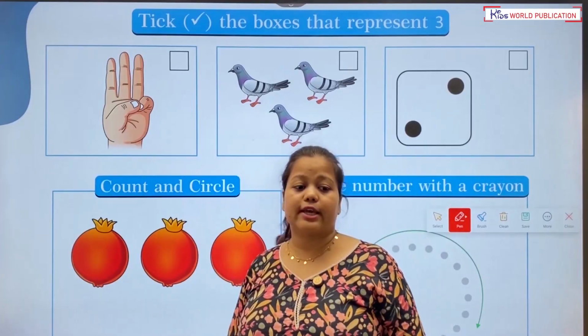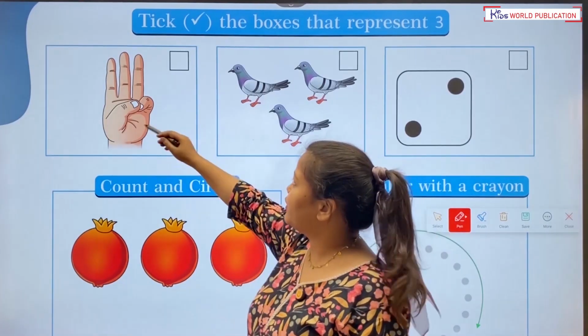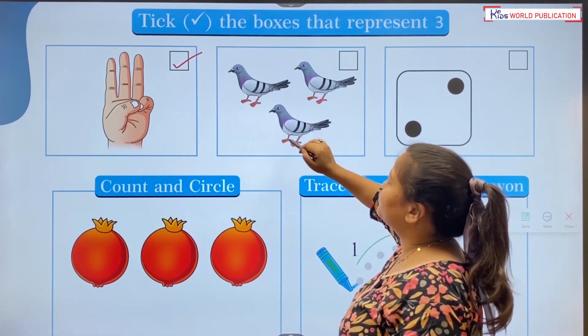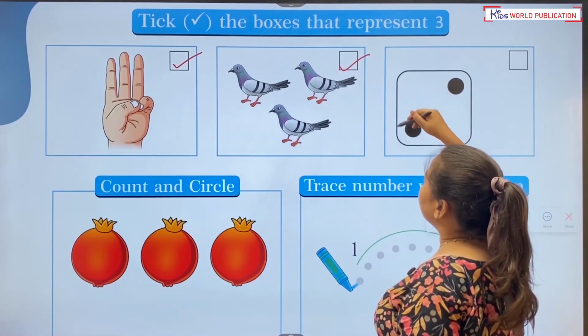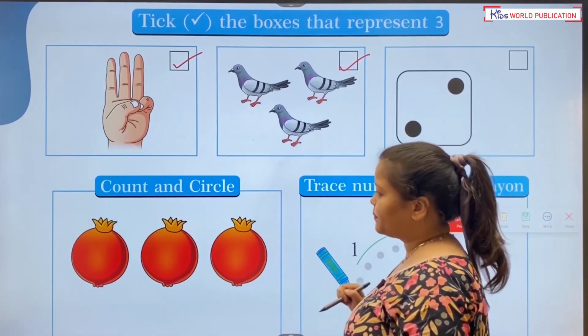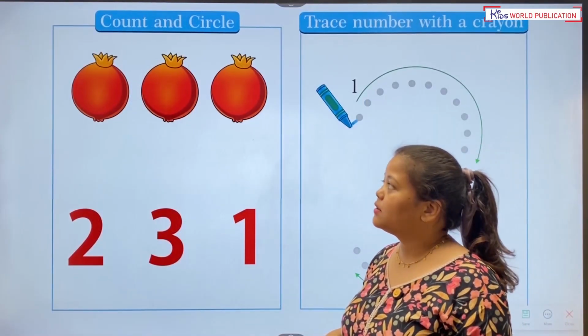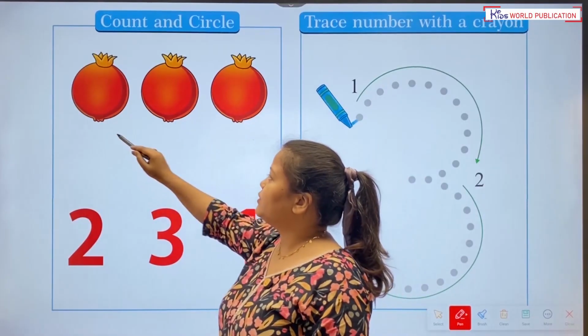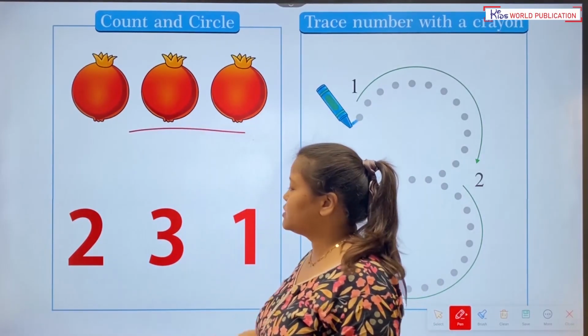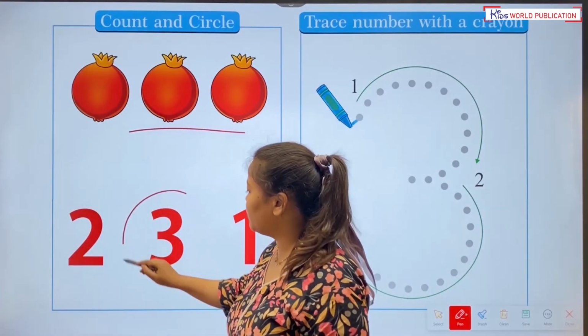How many fingers can you see? 1, 2, 3. So we will tick it. How many pigeons can you see? 1, 2, 3. We will tick it. How many dots in the dice can you see? 1, 2. So we will not tick it. Count and circle. 1, 2, 3. 3 pomegranates. 2, 3, 1. So the right answer is 3. We will circle it.